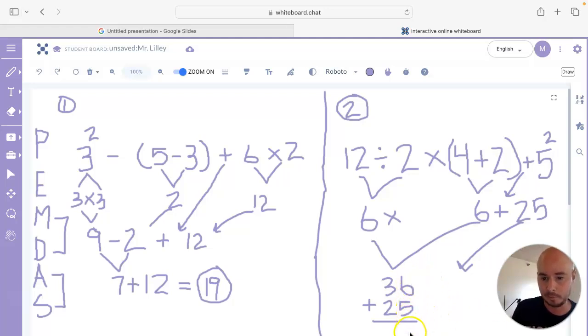So 6 plus 5 is 11. I need to regroup there. I would take this 1, add it to that 2 to make 3, and now I have 3 plus 3 makes 6. And so there you have your answer to problem number 2 is 61.